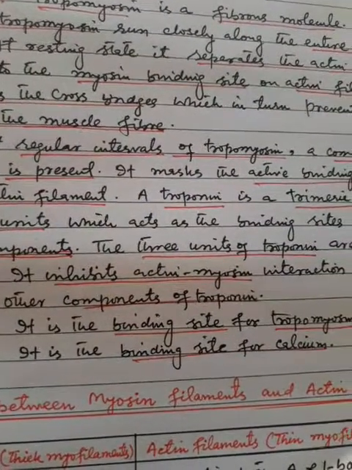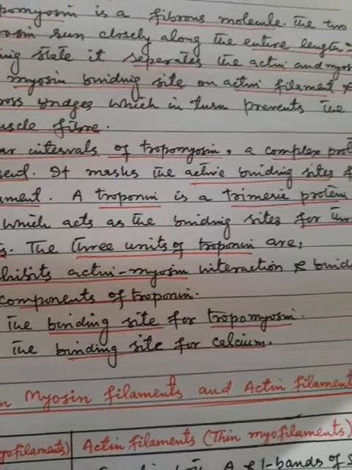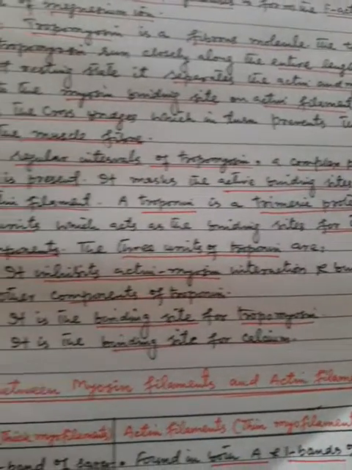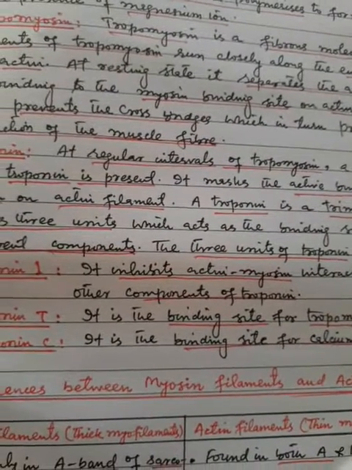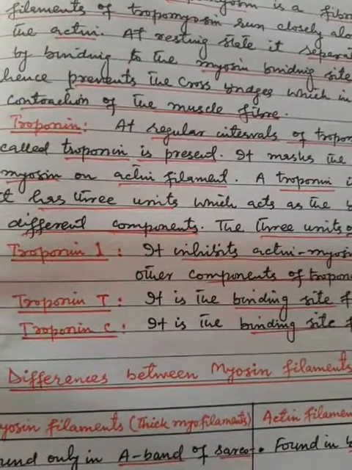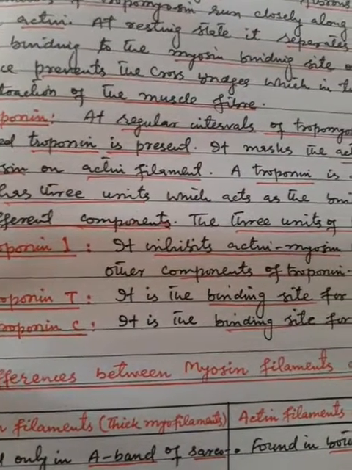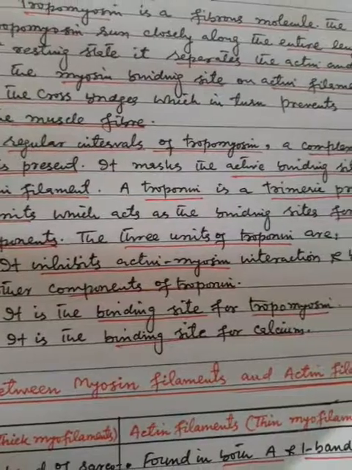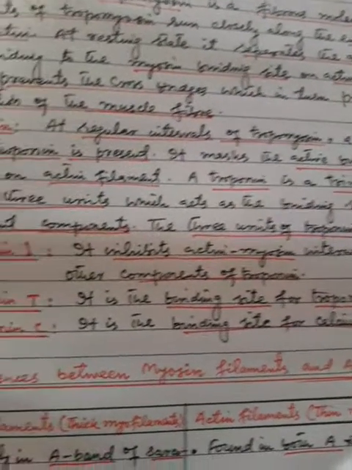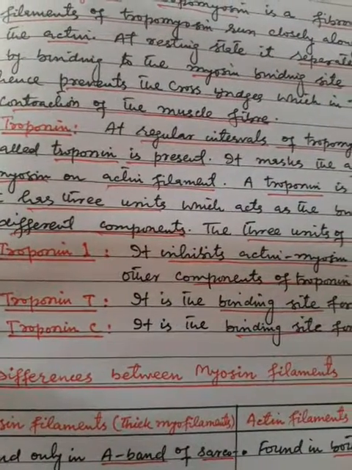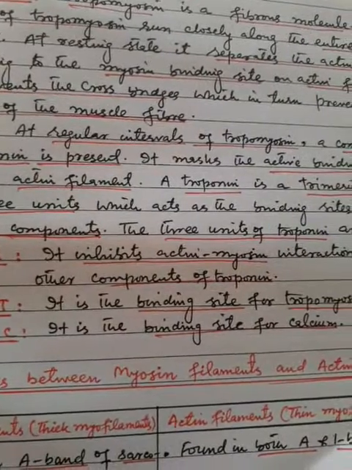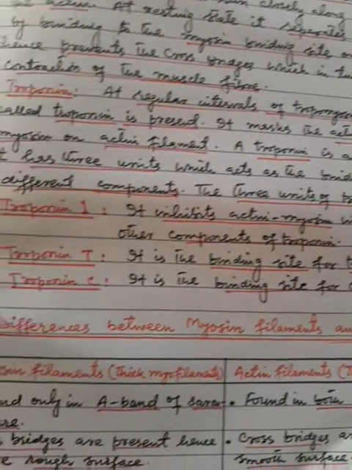The three units of troponin are troponin first or troponin I. It inhibits actin myosin interaction and binds to other components of troponin. Second is troponin T. It is the binding site for tropomyosin. Then troponin C. It is the binding site for calcium.